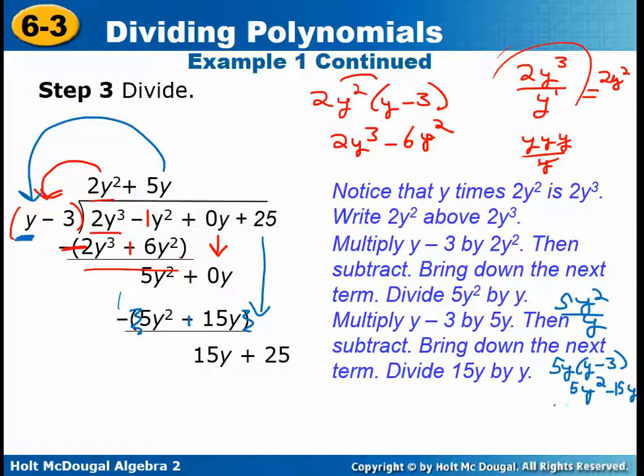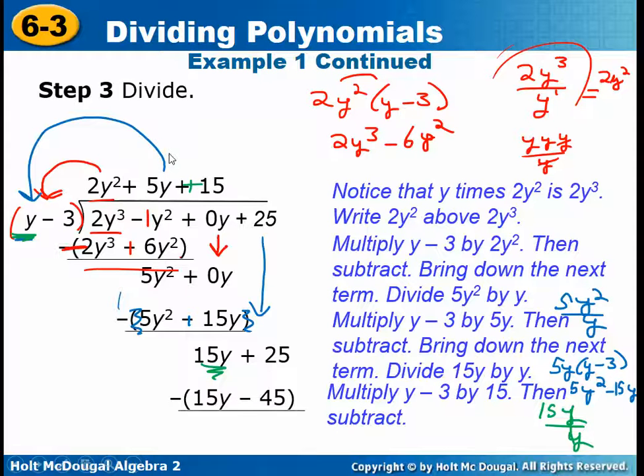and I say, how many times does y go into 15y? So in other words, 15y divided by y. Well, that's just 15. So up here, I'm going to put plus 15. And then I'm going to multiply back one more time. I'm going to multiply 15 times y minus 3, which will be 15y minus 45. And then I have to take the opposite sign of both because I'm subtracting. So I'll actually add these together.